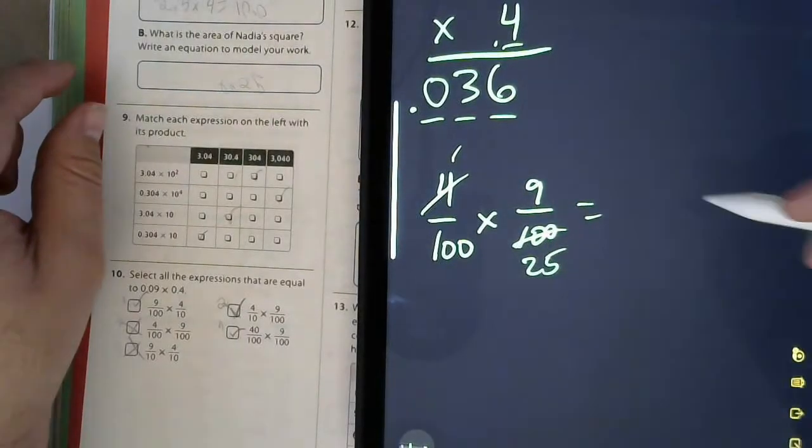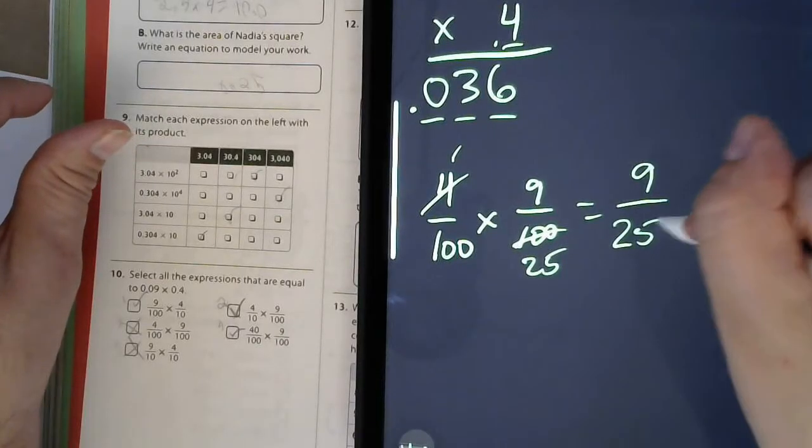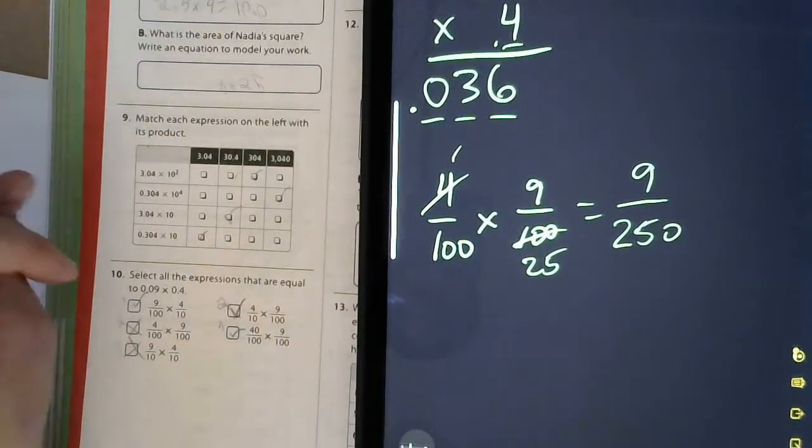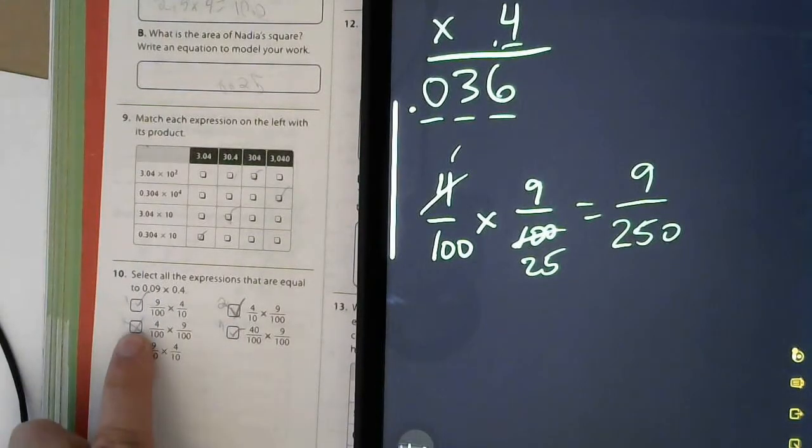It's going to make your life easier. 1 times 9 is 9, and 100 times 25 is 250. Do we need to do that again? It's the same problem we just did, right? 250 going into 9. Turns out that one's going to be correct as well. I think in my book here, they marked that one as not being correct, but it is correct.